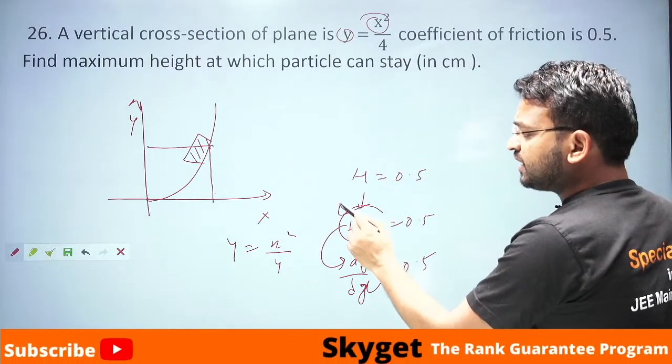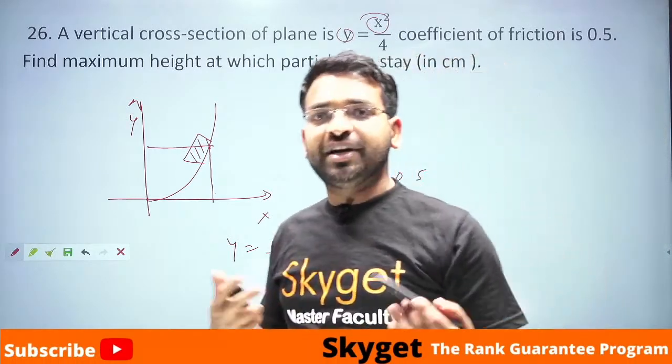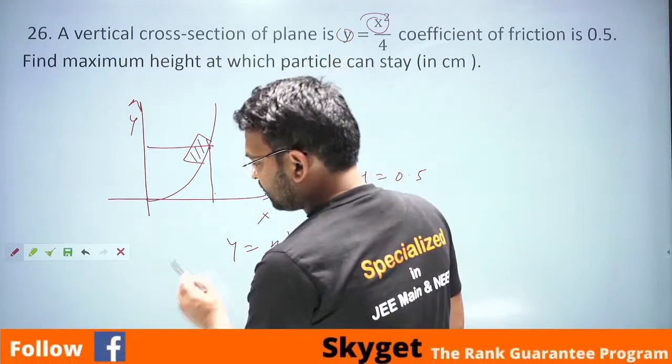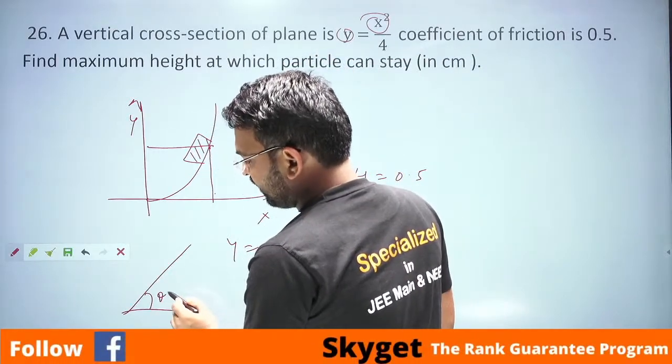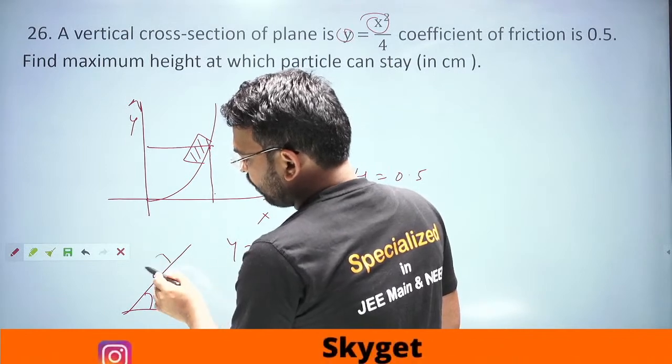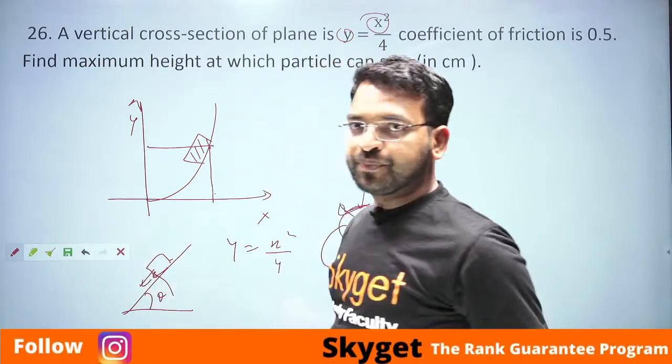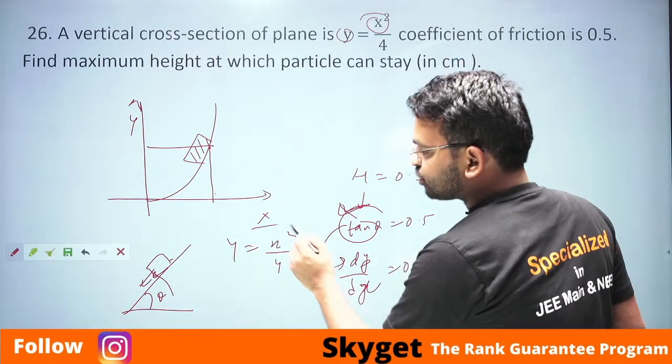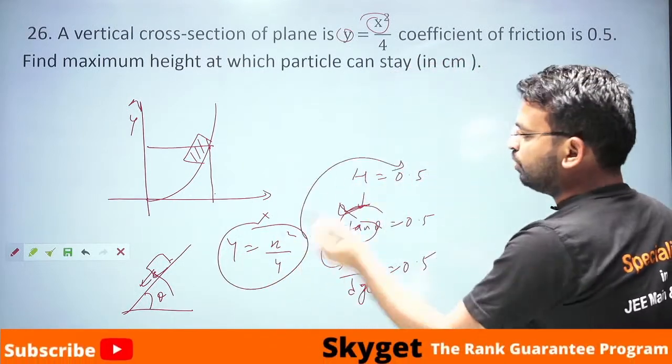Now what is tan theta? Tan theta, or mu, is also called the limiting thing. What does it mean? It means this is your angle, and if you increase your angle, automatically this block will start sliding. So if I find the slope of this equation, that has to be equal to this value.